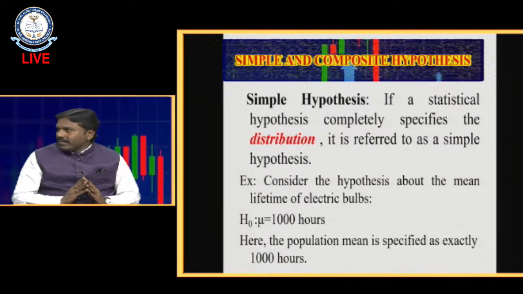Raju sir, you are explaining mu is equal to 1000 hours. Is 1000 hours the maximum or minimum? Yes, that is the maximum hours. So based on that, we are assuming a statement which tells about a simple statement, based on the population parameter. So mu is equal to 1000 hours. That is my simple statement.